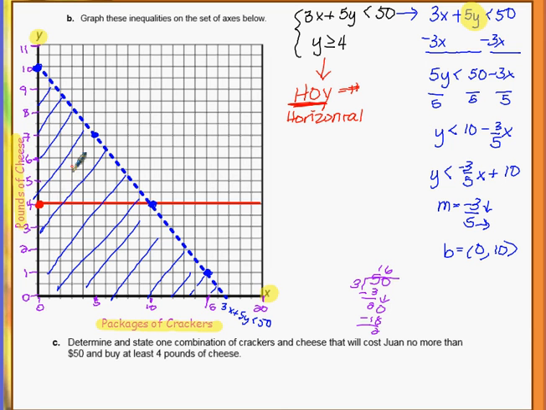Now we need to add in the shading. It says anything more than or equal to 4 pounds would be enough. So I have to shade up north, or anything greater than this line, to show all the different options for having enough cheese. So now what is important is we find our solution set, which is in this region here. Please mark it with an S.